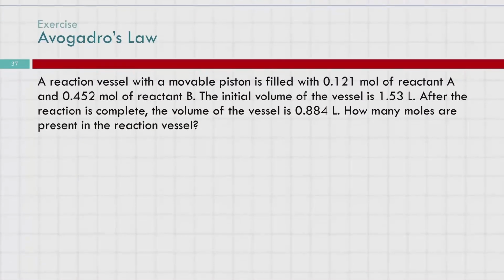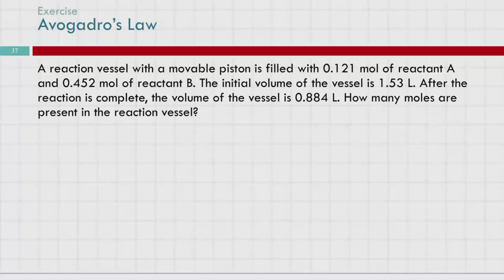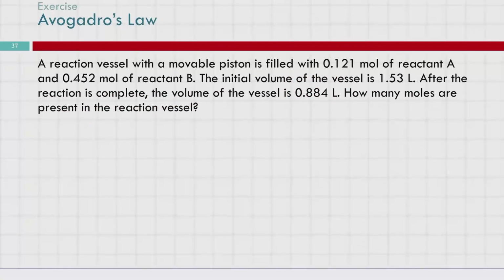All right, Avogadro's law exercise. So this is one that I'll give you to try. A reaction vessel with a movable piston is filled with 0.121 moles of reactant A and 0.5452 moles of reactant B. The initial volume is given. After the reaction is complete, the volume is here. How many moles are present in the reaction vessel at that point?